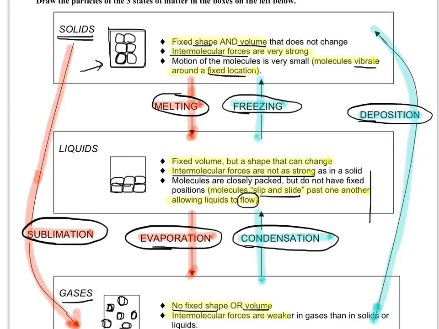What your next task is going to be is to use the information on this page to create a Venn diagram, and you're going to compare solids, liquids, and gases. For example, on your Venn diagram, you could say that both solids and liquids have a fixed volume, so that would be something they have in common. But something that they don't have in common, solids have a fixed shape and liquids have a shape that can change. So I want you to try to pick as many of those things out and fill in as many of the bullet points as you can on the Venn diagram on the next page.